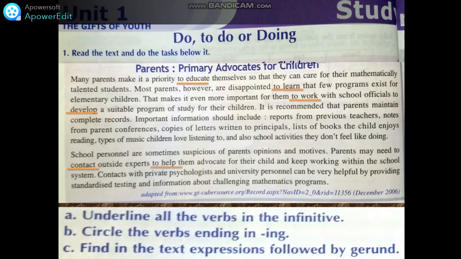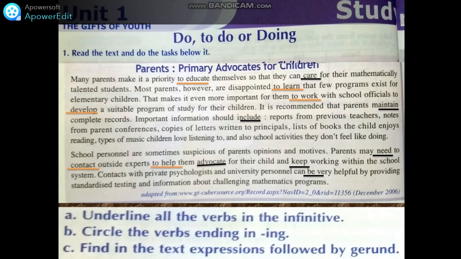Now, the other type of infinitive, which is bare infinitive. Let us see. Care, they can care, very good. Maintain, very good. Include, very good. Need, very good. Advocate, good. And keep, very good. And be, excellent job. So here we have can be. So be is a verb in the infinitive.